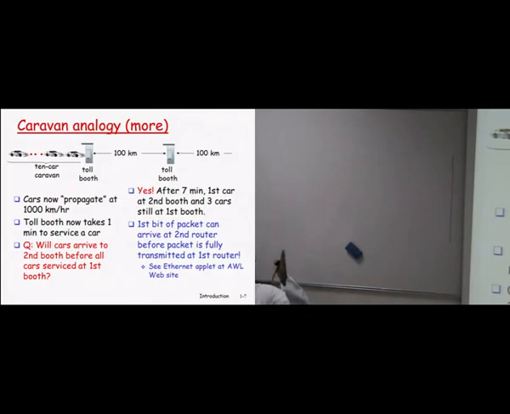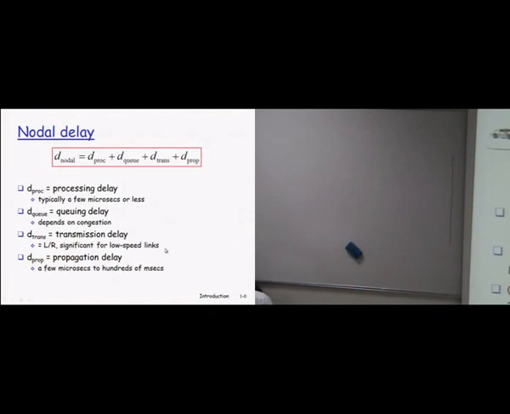Now the nodal delay, d_nodal, the total delay at the node, is equivalent to the processing delay plus queuing delay plus transmission delay plus propagation delay. How many types of delays have we studied? Four types of delays in our lecture today. One is the processing delay, which is the time the node takes to process the packet. Second is the queuing delay, the delay the packet faces by waiting in the queue until its processing starts.